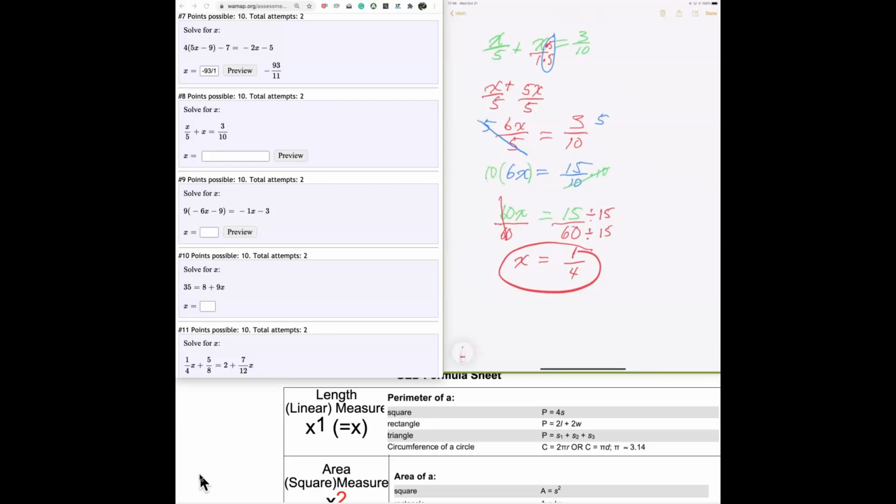So should we give it a try and see if that works out? We'll substitute 1/4 in there, 1/4 over 5. And this is kind of a compound fraction now. Plus 1/4 is equal to 3/10.